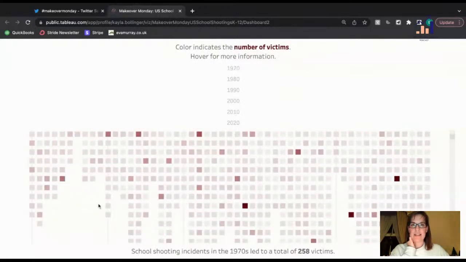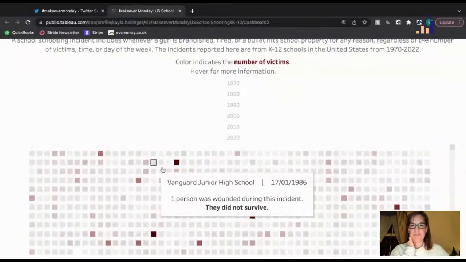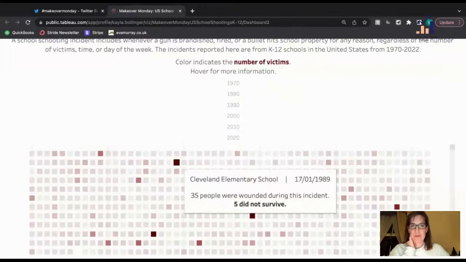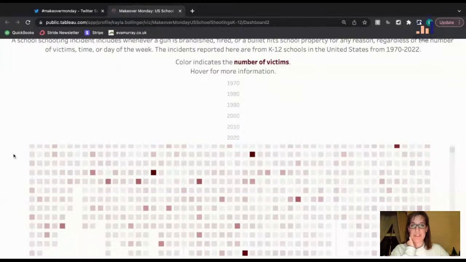So the color indicates the number of victims. So if it's darker, Cleveland Elementary School. So 35 people were wounded. Okay, 5 did not survive. 5 died, I think, is a lot clearer than did not survive. I think this is too gentle on your audience.